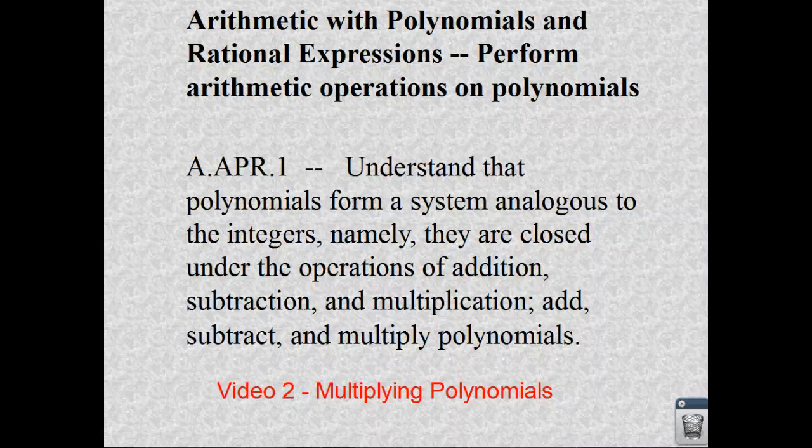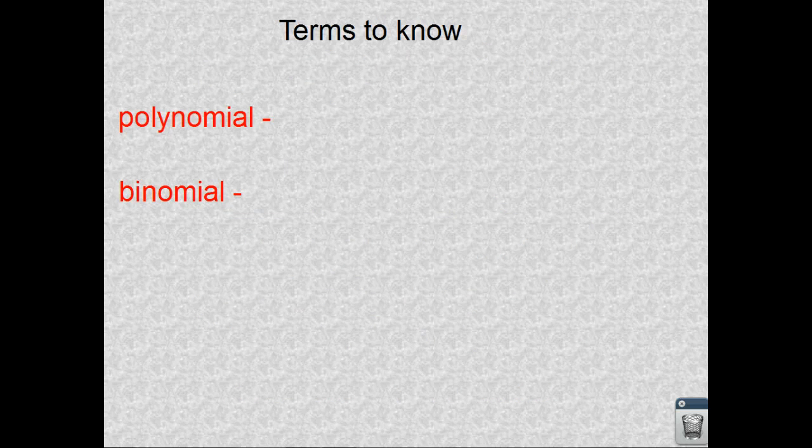All right, this is A.APR.1, Algebra, Arithmetic with Polynomials and Rational Expressions 1, Video 2. Here we are multiplying polynomials. A few terms to know. I think you already have these in your journal, but if you don't, please copy them down and define them.